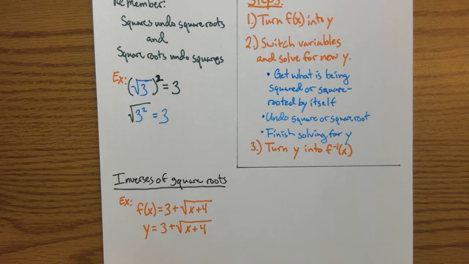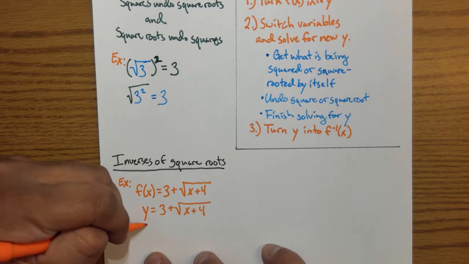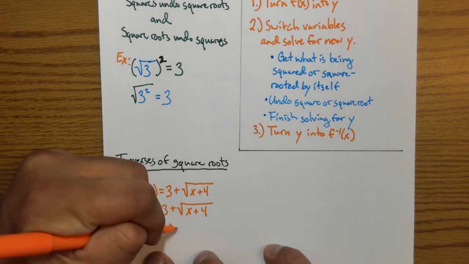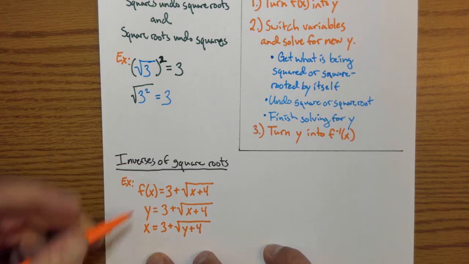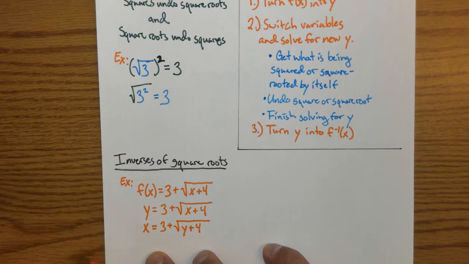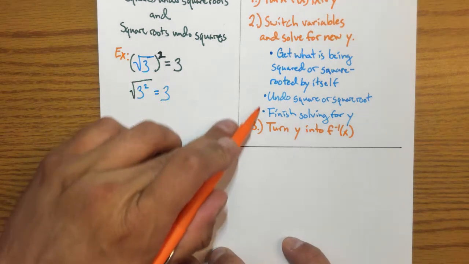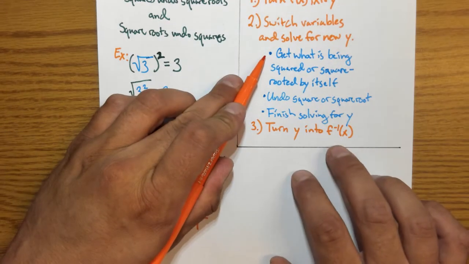Now we want to switch the variables and solve for our new y. Again, this is just like what we did last lesson. So x now equals 3 plus the square root of y plus 4. So y became x, x became y, and now this is where we need to solve for our new y. This is what's new here, and let's go through these steps before we actually do it.